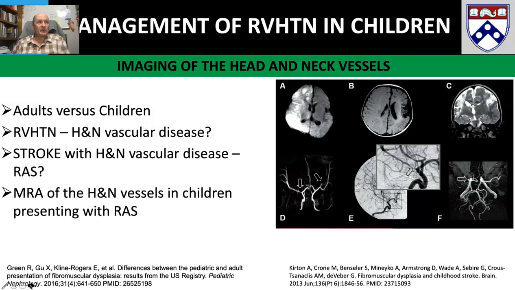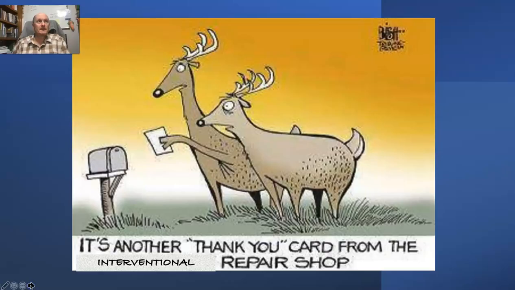However, we still do an MRA of the head and neck vessels in children who present with renal artery stenosis, and have found one child who had arterial tortuosity, but that is all. So just some updates and some thoughts, and thank you very much for your attention.